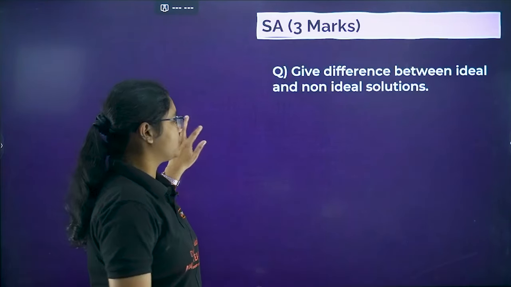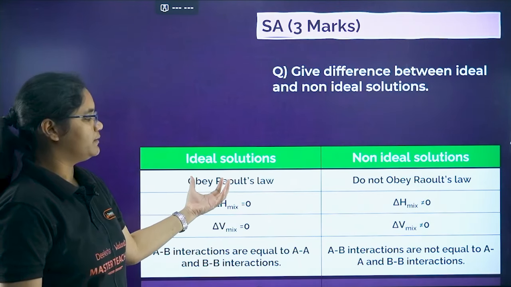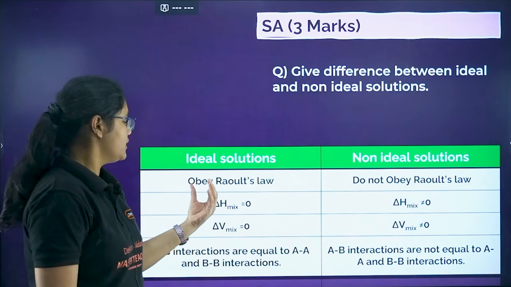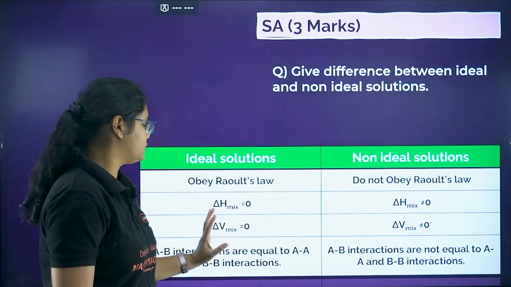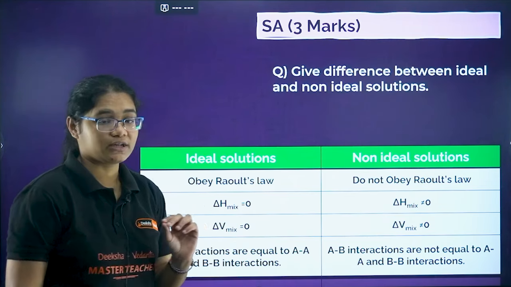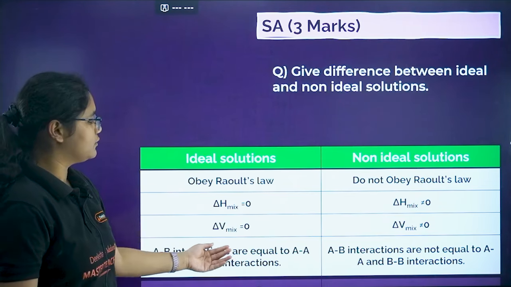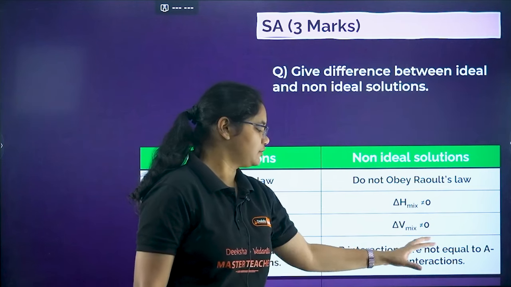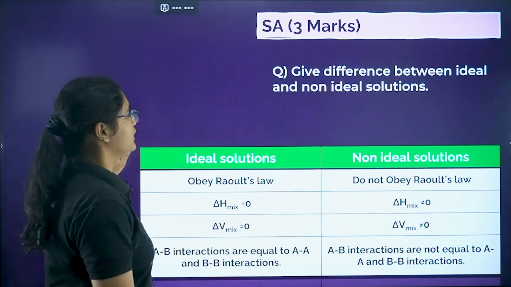Next, give the difference between ideal and non-ideal solution. So ideal obeys Raoult's law, non-ideal does not obey Raoult's law. Delta H mix is 0 for ideal, not equal to 0 for non-ideal. Here V mix is equal to 0, there V mix is not equal to 0. AB interactions are equal to AA and BB interactions, and in non-ideal, AB interactions are not equal to AA and BB interactions.